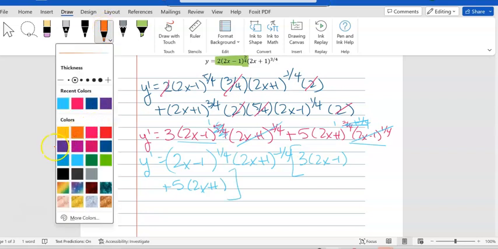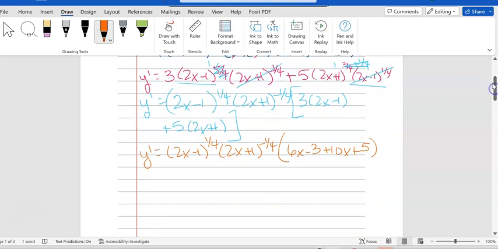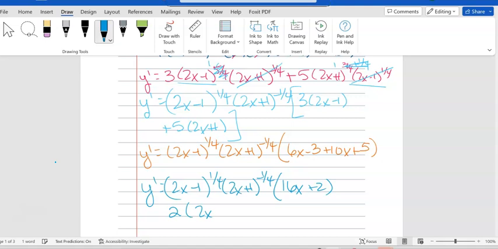Okay. So y prime equals, I have 2x minus 1 to the 1/4, 2x plus 1 to the -1/4. And then, okay, so 6x minus 3 plus 10x plus 5. Okay, I might be getting somewhere. 2x minus 1 to the 1/4, 2x plus 1 to the -1/4. And then I have 16x plus 2. So then I can pull out a 2. So I'm going to pull out a 2 out front. 2x minus 1 to the 1/4. 2x plus 1 to the -1/4. And then this is left with 8x plus 1.